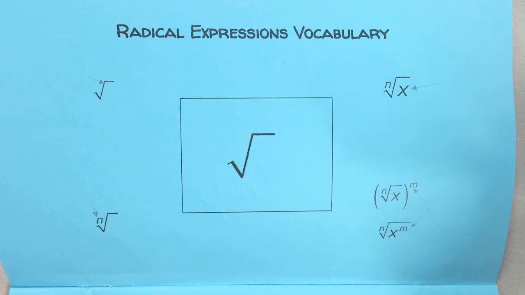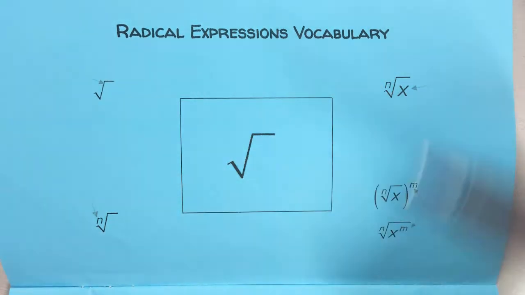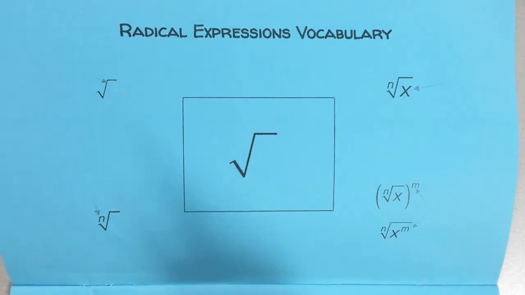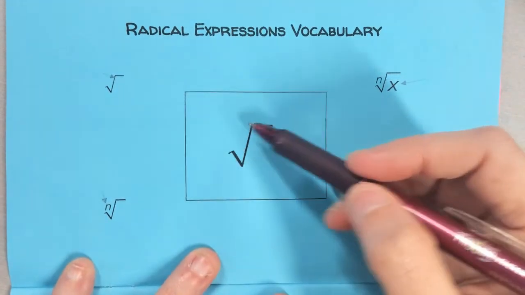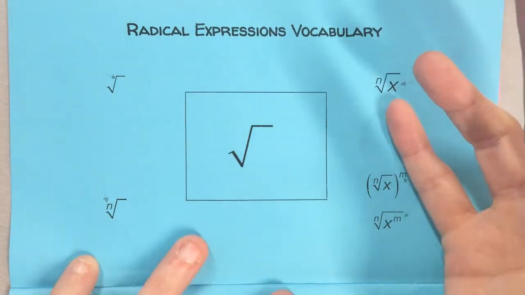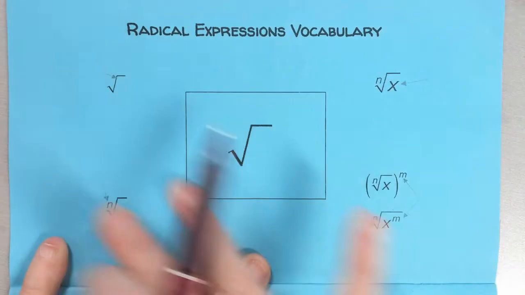Okay, but the first thing we need to know before we actually do this is what all these different parts of the radical expressions mean. What most of you think of when you see radical expressions is square roots, because that's the only thing we've seen before. So let's talk about some vocabulary, because there is actually a lot of vocabulary and a lot of parts of this thing.